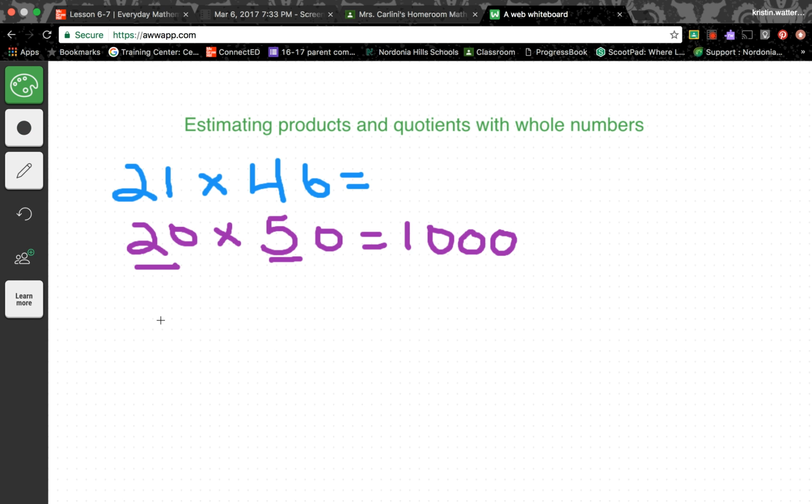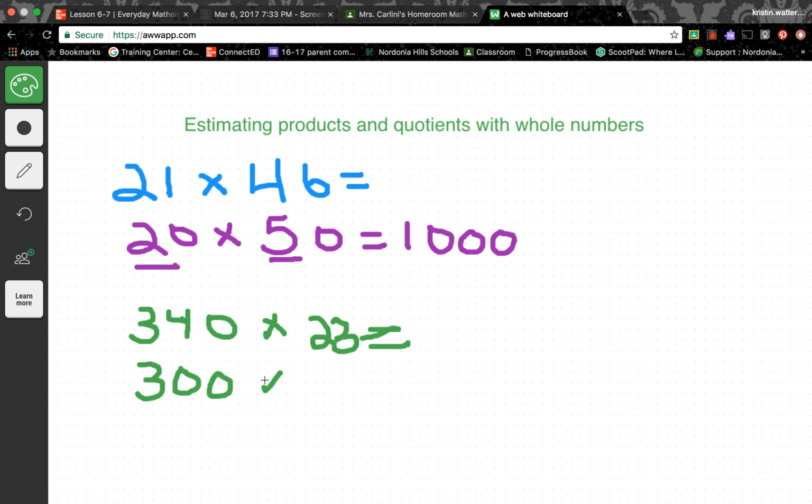What if we do 340 times 23? It's a little messy there. It's a 23. Equals, well, 340. Could we make that just 340? Or we could go to 300. Up to you. Since it is already 340, let's go to 300 times 23.